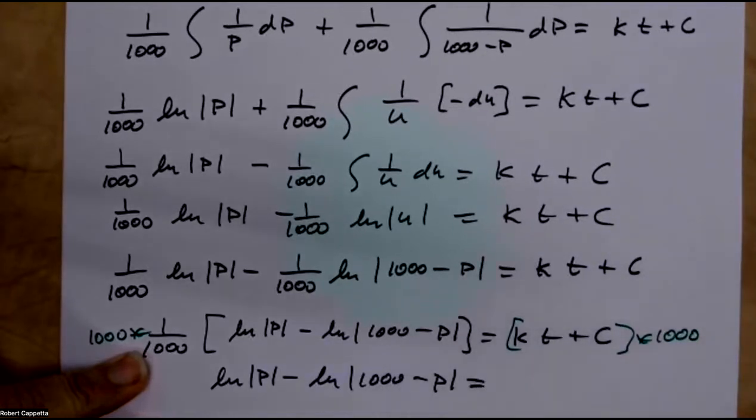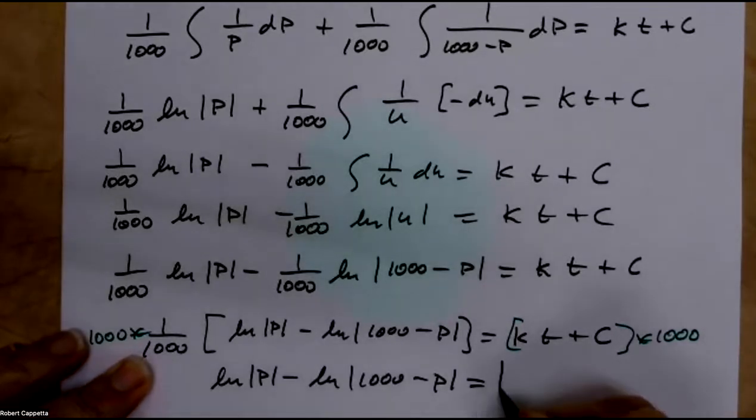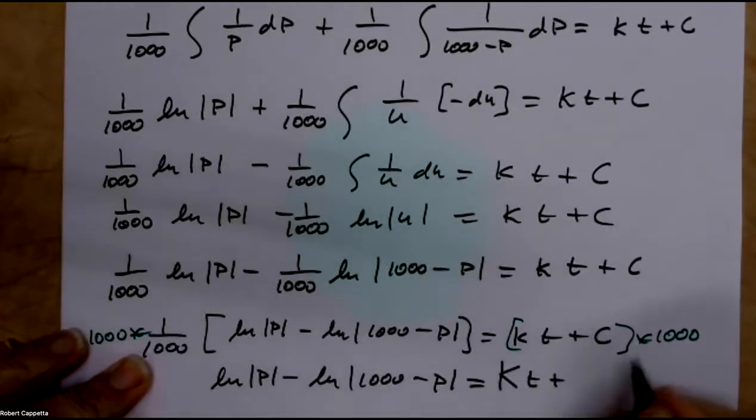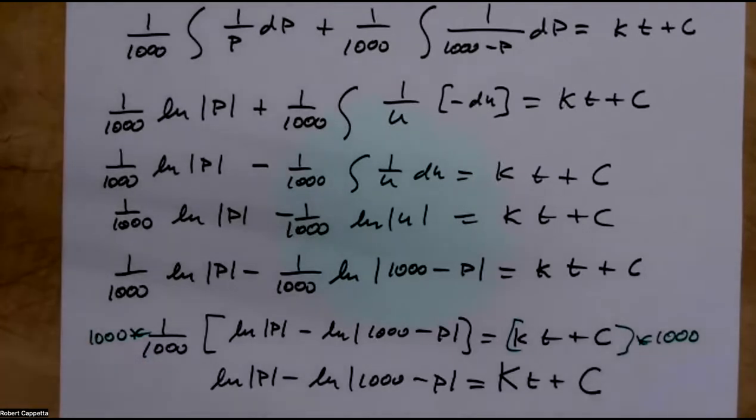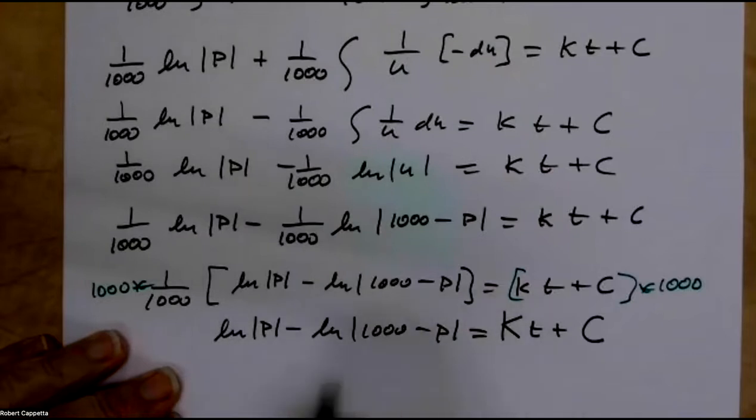A 1,000 k t, k is a constant, c is a constant. 1,000 times a constant is still a constant, just a bigger one. 1,000 times c is just a bigger c. So that's nice. Then what do we do with that? We recognize that the difference of the logs is the log of the quotient.